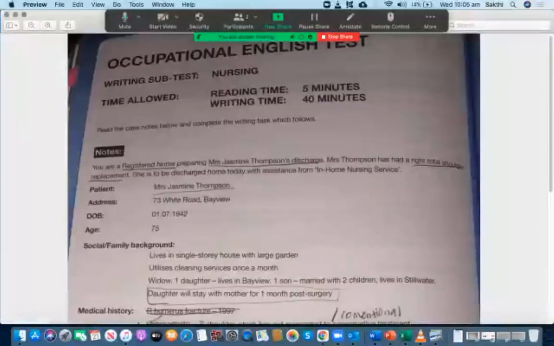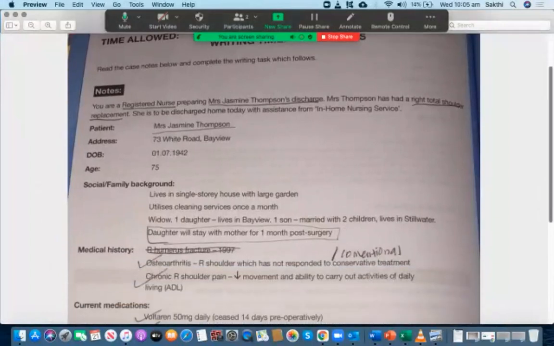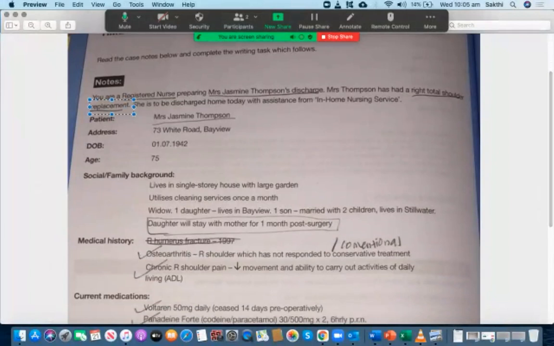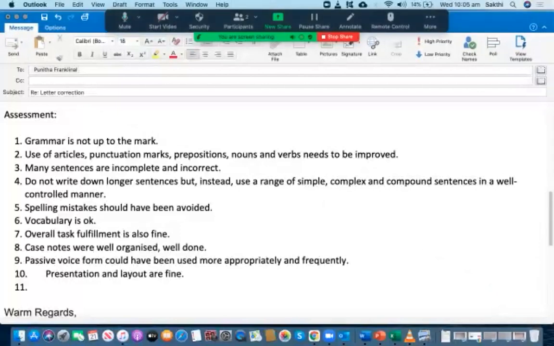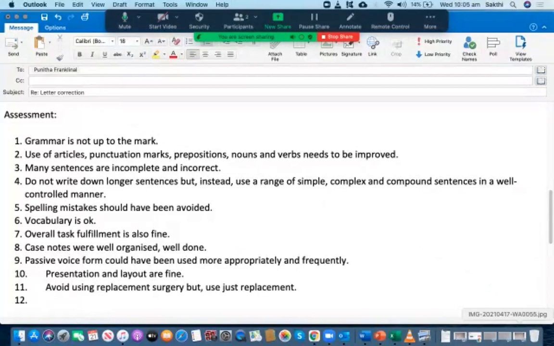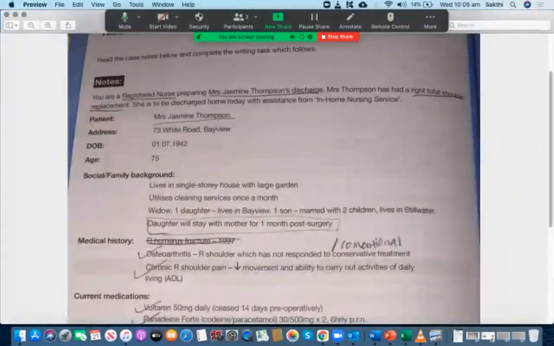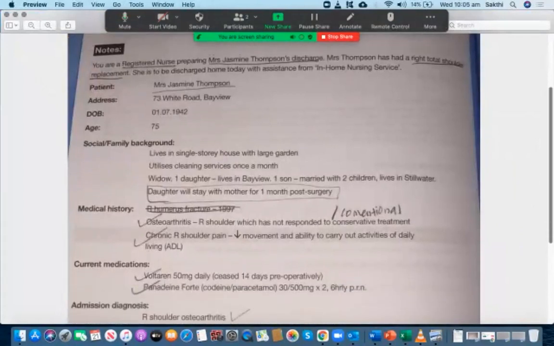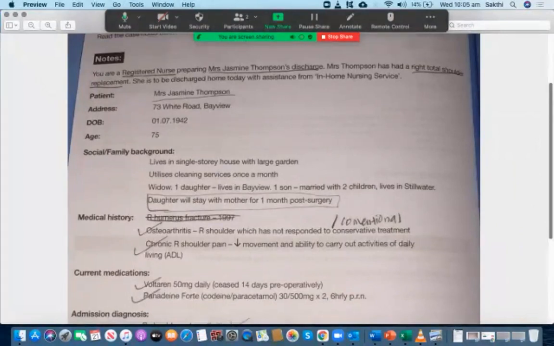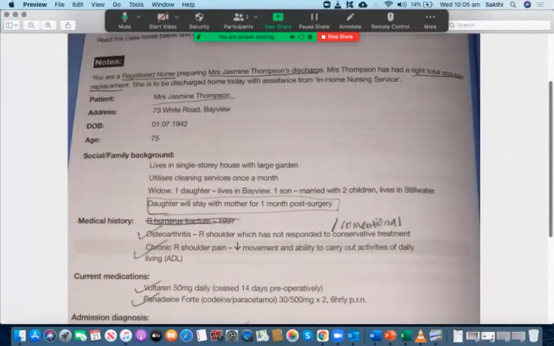Let me see if you have included all the relevant case notes or not. Okay. Let me go through that. So you are a registered nurse. Mrs. Thompson has had a right total shoulder replacement. That's okay. Usually replacement doesn't need surgery. Replacement itself is surgery. Okay. So you don't need to use replacement surgery. Avoid using this phrase, but use just replacement, because replacement itself is a kind of surgery. So we don't need to put those two words together. It doesn't make sense. All right, so 73 White Road, Bayview, that's okay, 0107, okay. Discharged home today, okay, with assistance from in-home nursing service. Okay, so they already know the address of the patient, isn't it?